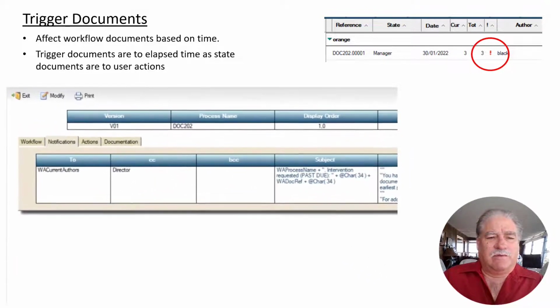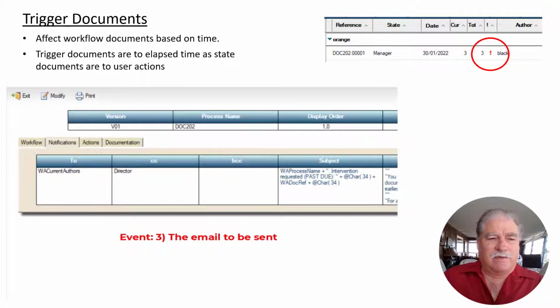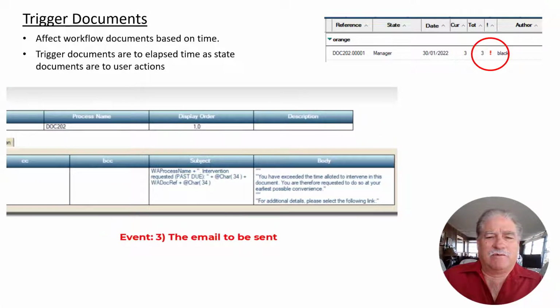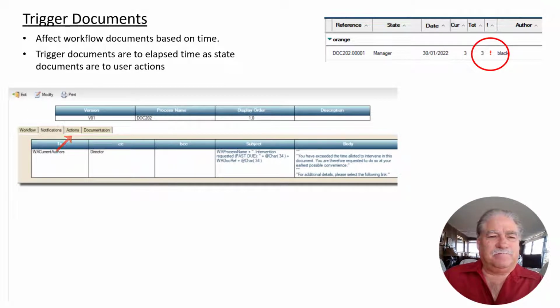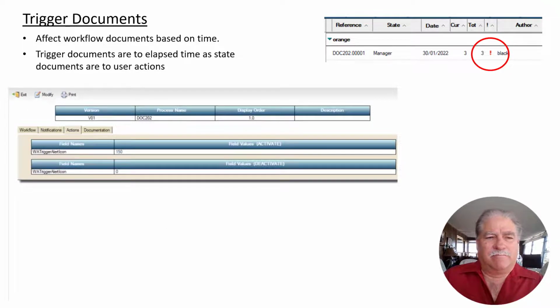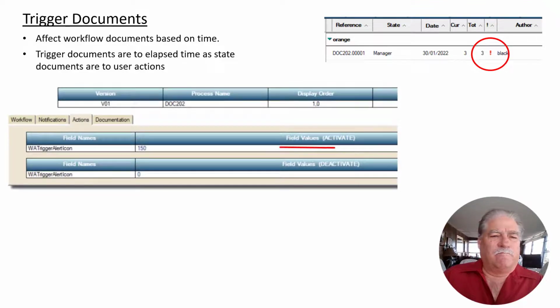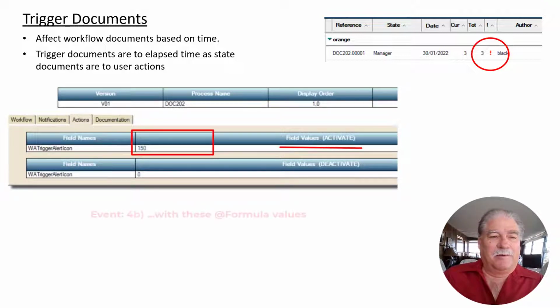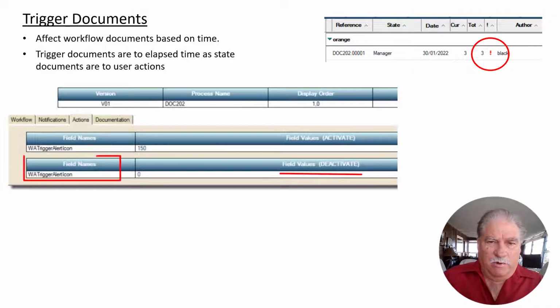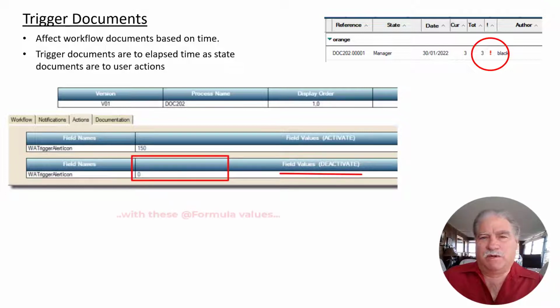Looking at the notifications, again, very similar to what we saw in the state documents. Here's the email to be sent. And actions to be taken. So this, when it's activated, you can see that's what actually puts up that icon in the view. And when the workflow document moves out of this period, these are the fields to be set. And in this particular example, erases that alert icon.